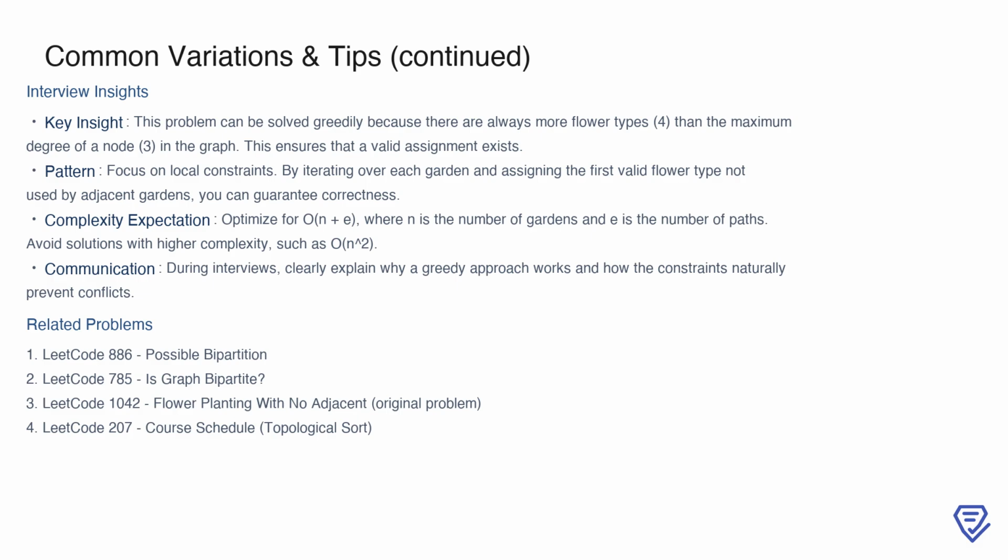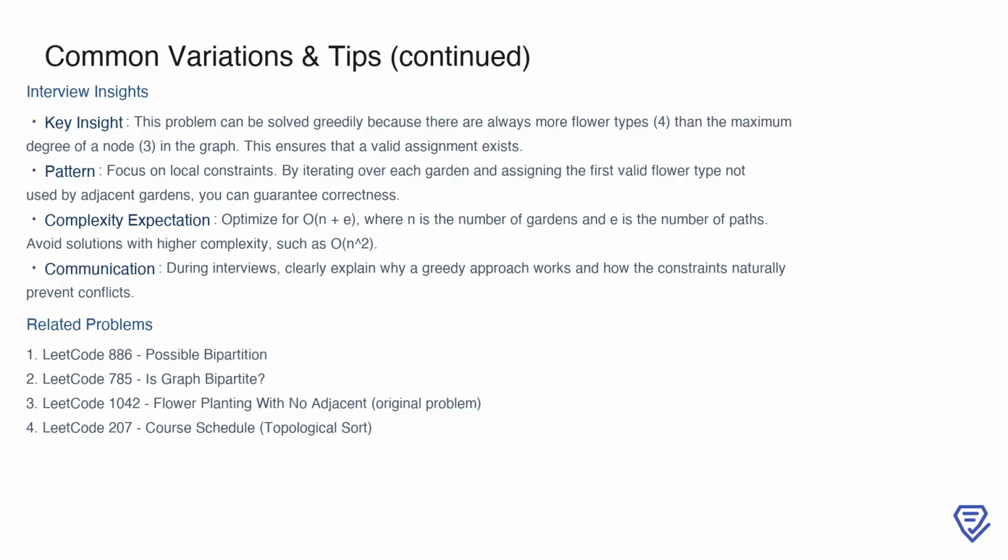To perform well in interviews, it's important to understand the key insights behind this problem. The most critical observation is that the problem can be solved greedily because there are always more flower types available than the maximum degree of any garden, which is 3. This constraint guarantees that a valid assignment exists. The focus should be on satisfying local constraints. For each garden, simply assign the first flower type that isn't used by its adjacent gardens. This guarantees correctness and simplifies the process.